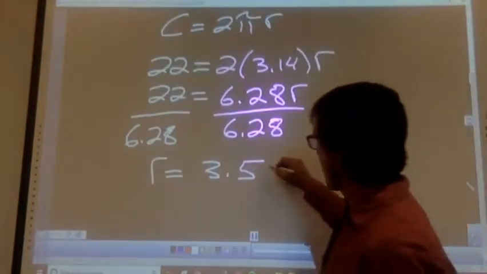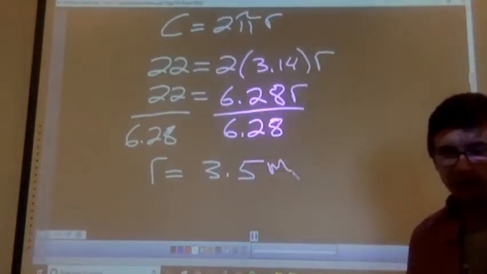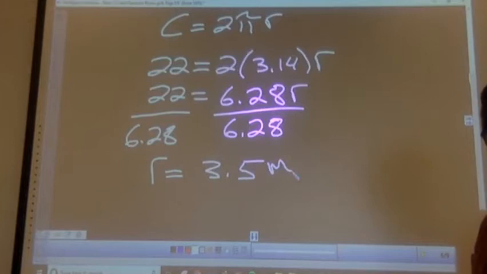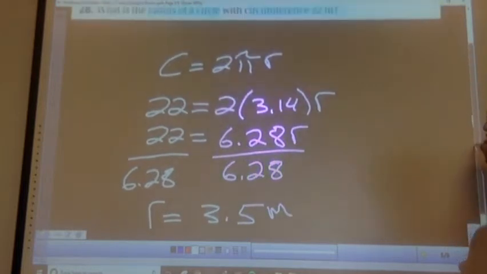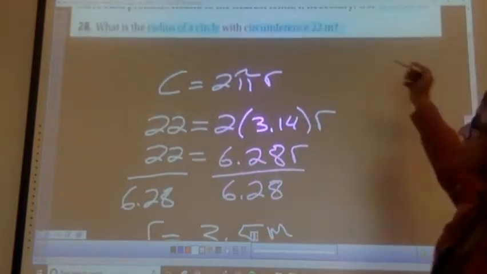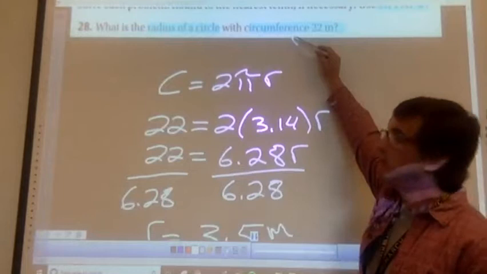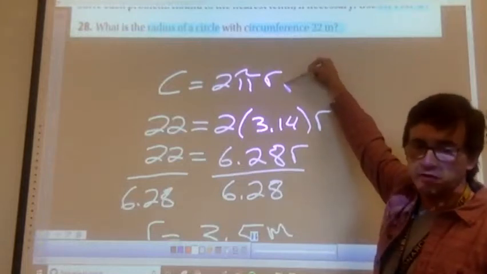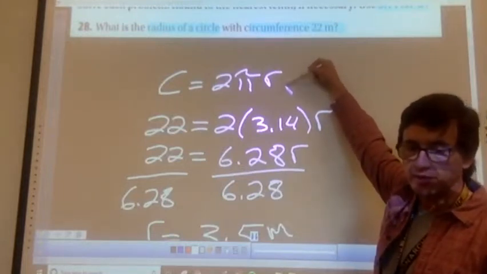What's the equation for the radius? Is there an equation for the radius? Because they talked to us about circumference up here. So that's the formula for circumference, and radius is what we're trying to find, Mia.